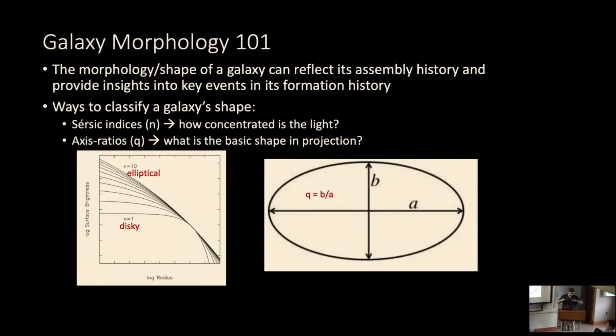So a brief refresher on galaxy morphology, because I'll be talking a lot about that today. As I said, morphology, or shape, reflects assembly history and how these galaxies are growing and changing. There's a couple of basic ways to classify a galaxy's shape. One is the Sérsic index, which is a measure of the concentration of the light profile. More elliptical type galaxies have more concentrated light profiles, and disk-like galaxies have less concentrated, n equals 1, disk-like light profiles. Another easy way is the axis ratio, where you take the ratio of the short axis to the long axis, and that gives you a general sense of the projected 2D shape, from which you can make some connections to the intrinsic 3D shape.